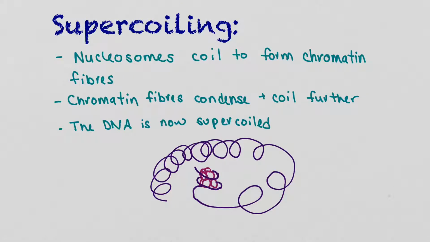But the coiling doesn't stop there. Those nucleosomes then coil on themselves, and then on themselves, and on themselves again to form chromatin fibers. And these fibers condense and coil even further. And at that point, the DNA is now called supercoiled.